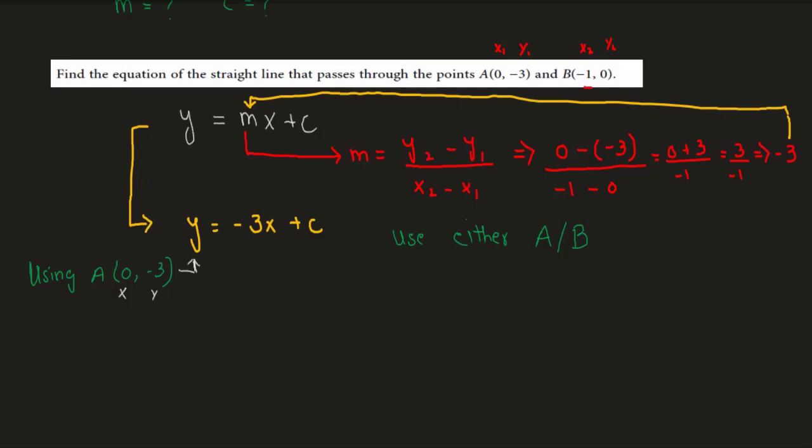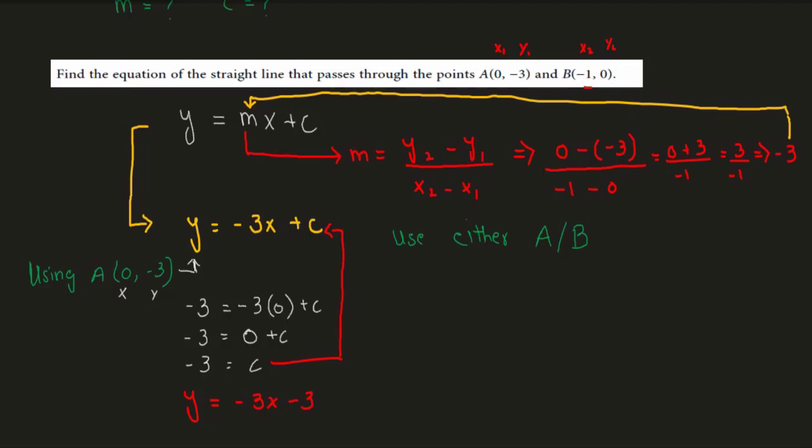So y, which is -3, equals -3 times the value for x, which is 0 in this case, plus c. So -3 equals -3 times 0, which is 0, plus c. So the value for c is -3. My last step is to plug this value for c right back into the equation. So my final answer is y equals -3x minus 3.